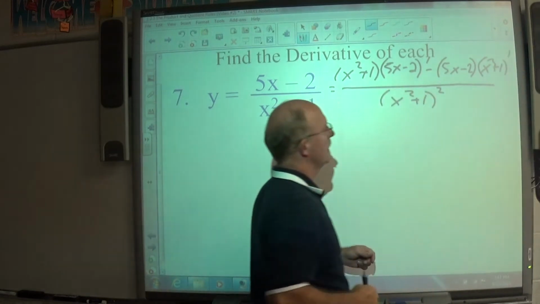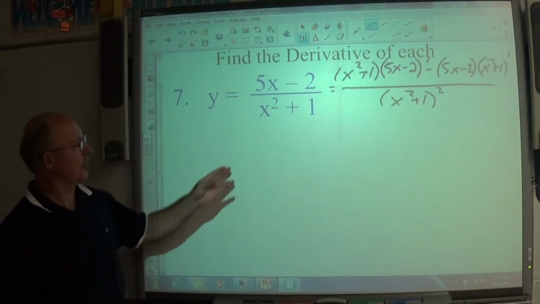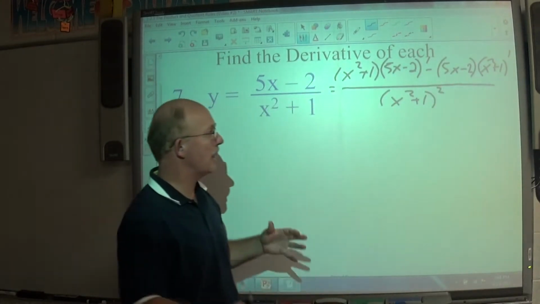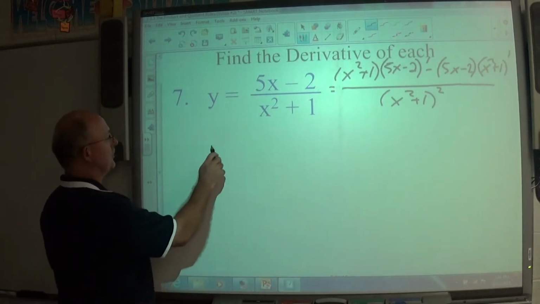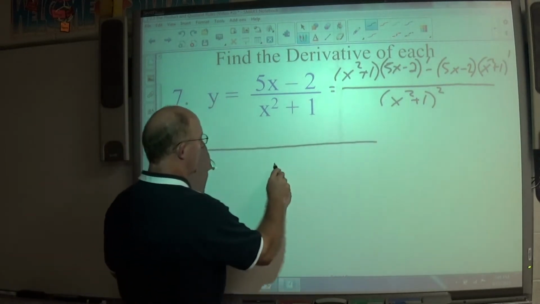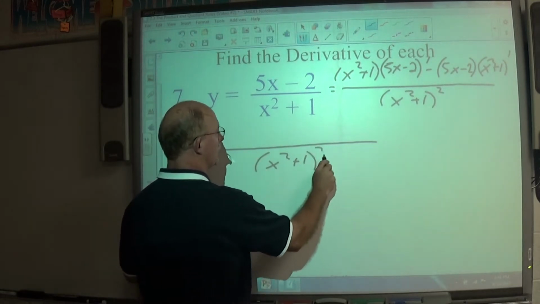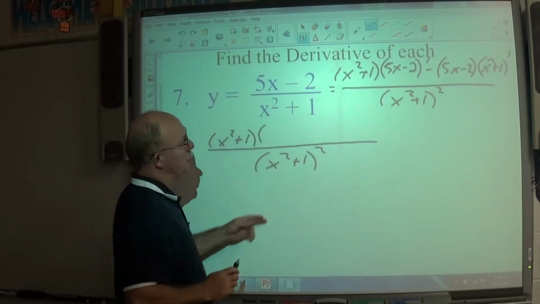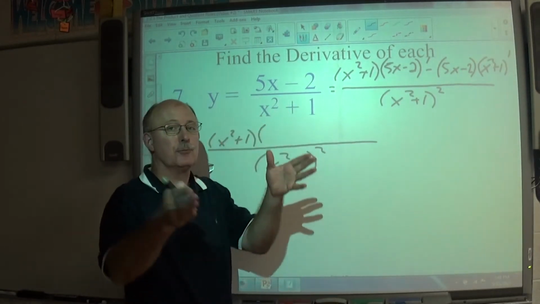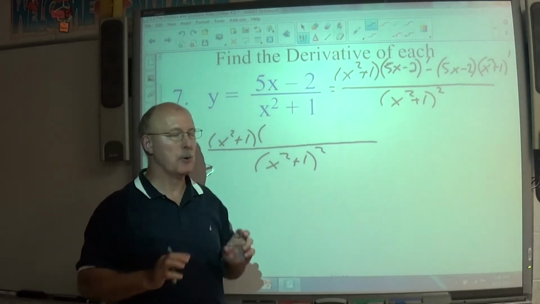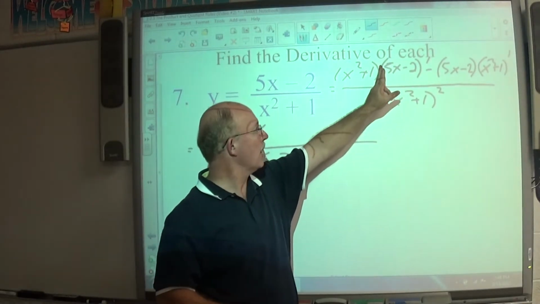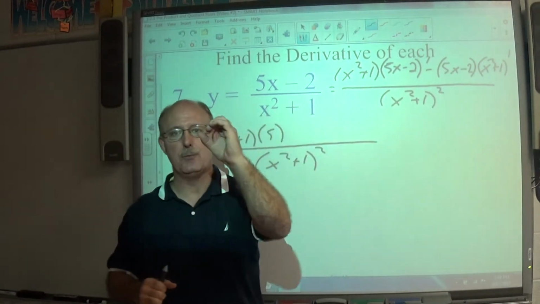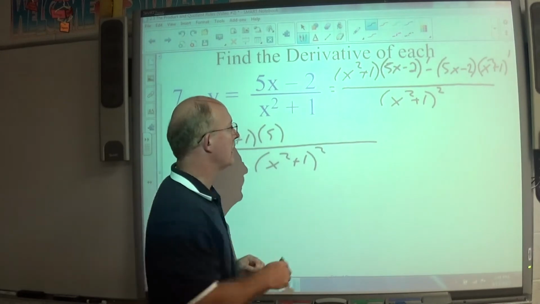All right, so this is the way it's going to set up. The bottom squared, and then the bottom times the derivative of the top, minus the top times the derivative of the bottom. Now let's go ahead and actually take the derivative here. Let's see what we get. On the bottom we still have the x squared plus 1 quantity squared. Now bring the x squared plus 1 down. The derivative of 5x minus 2. Now that's a difference. We should be able to find the derivative of that little binomial. You've got to take the derivative of each part. The derivative of 5x is 5, and the derivative of negative 2 is 0. So remember, the derivative of any constant is 0.